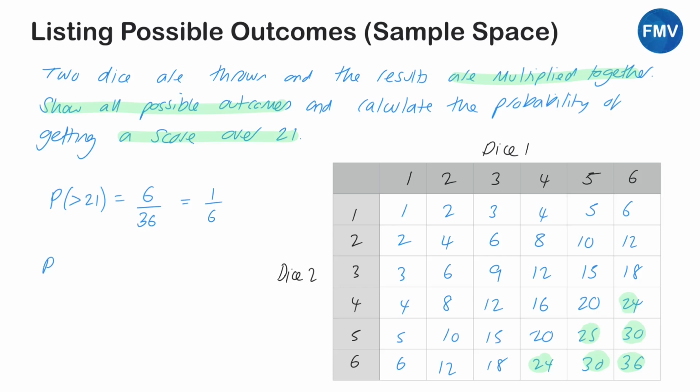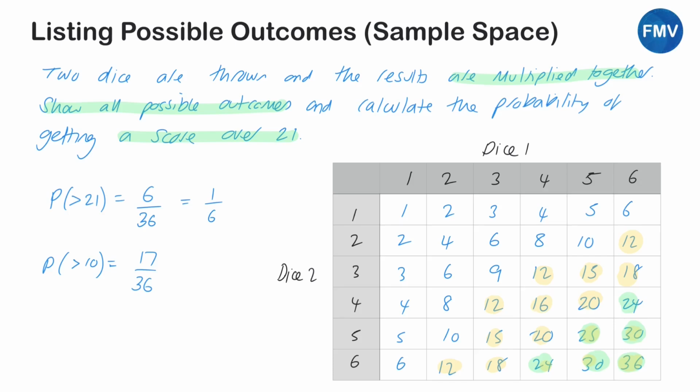Let's look at the second question. What would the chance be of getting a score greater than 10? So we know we've got 6 already. So 1, 2, 3, 4, 5, 6, 7, 8, 9, 10, 11, 12, 13, 14, 15, 16, 17. The chance of getting a score greater than 10 is 17 out of 36.